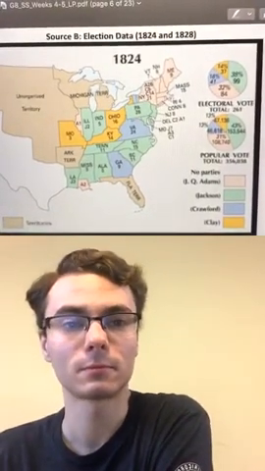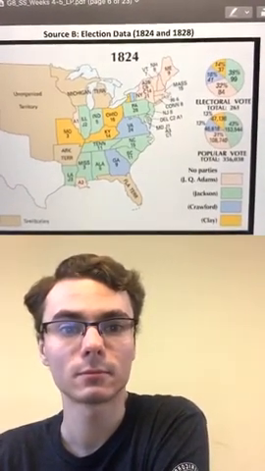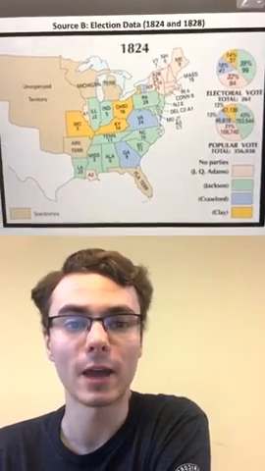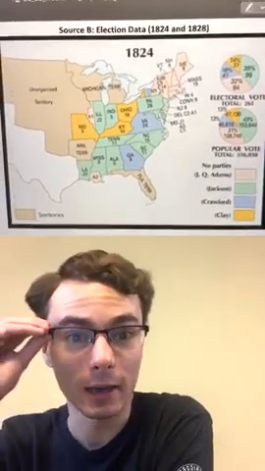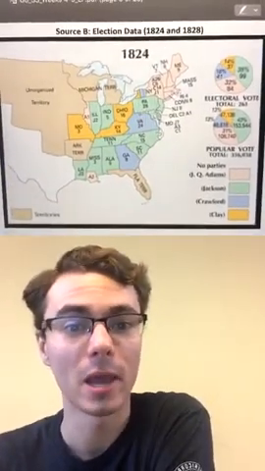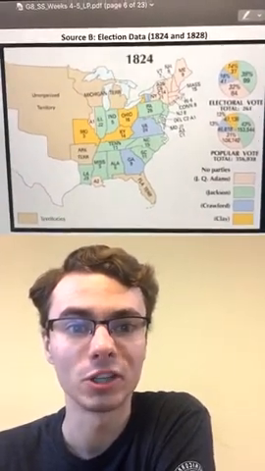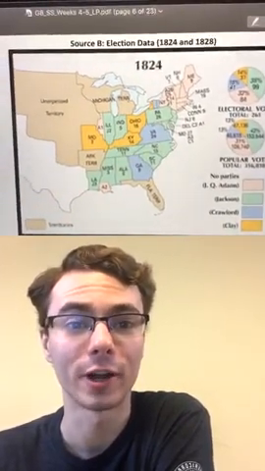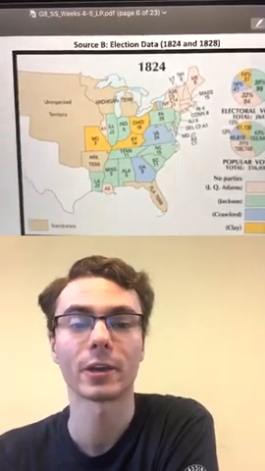There's a pretty clear concentration of where his support is in the country. And remember, John Quincy Adams is that bright pink color. So to see where people voted for him the most, you should be looking for the pink.